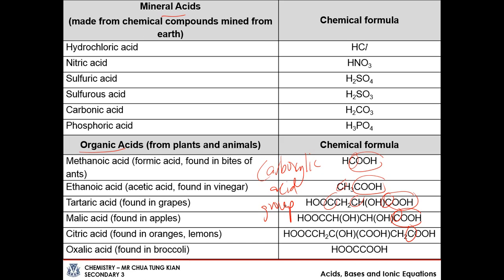So mainly we are focusing on the mineral acids here and some of the more common organic acids such as ethanoic acid and methanoic acid. You notice all of them have H's in their formulas. So all the H's here can dissociate when the acid is in water to give us H+ ions. But does all the H come out? Later on we'll take a closer look at this.